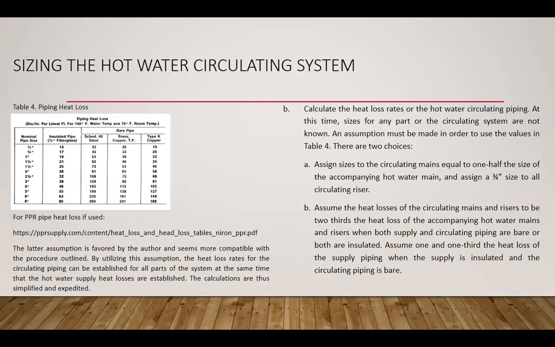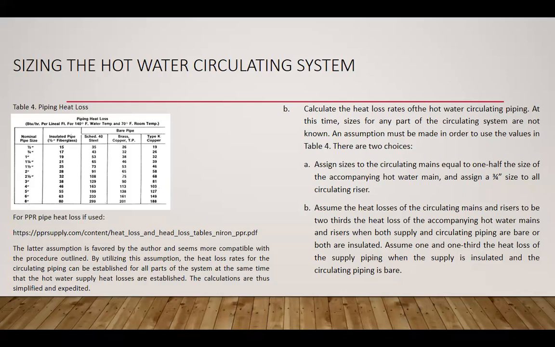B. Calculate the heat loss rate of the hot water circulating piping. At this time, sizes for any part of the circulating system are not known. An assumption must be made in order to use the values in table 4. There are two choices. A.